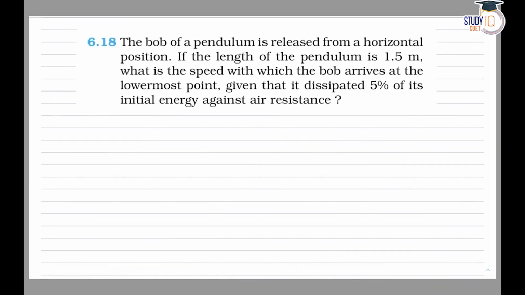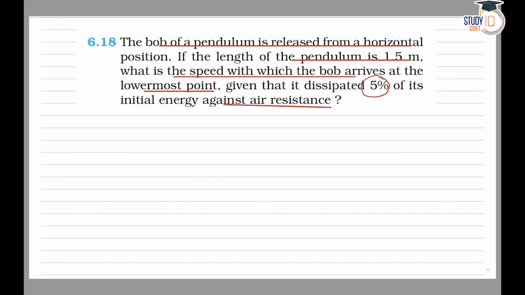NCERT Physics Class 11th, 6th chapter Work, Power, Energy, question number 6.18. A bob of a pendulum is released from the horizontal position. The length is given as 1.5 meter. We are supposed to find the speed when it arrives at the lowermost point, and it is given that 5% of initial energy is lost against air resistance.